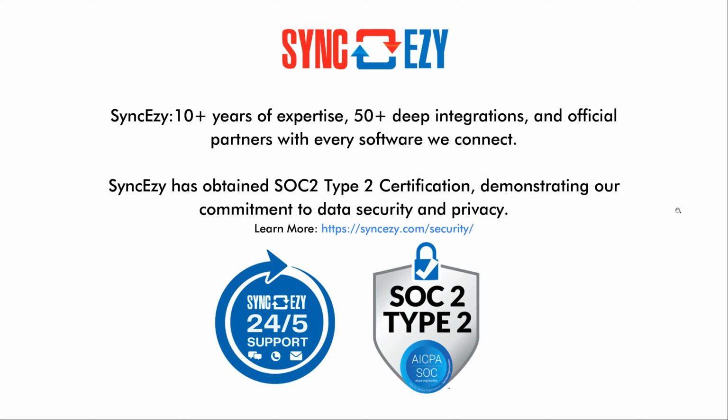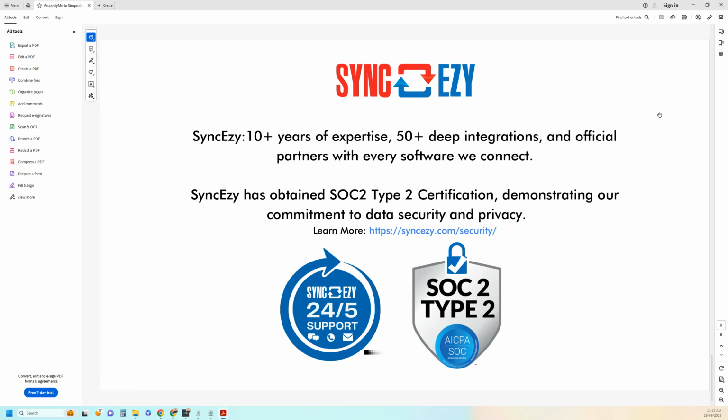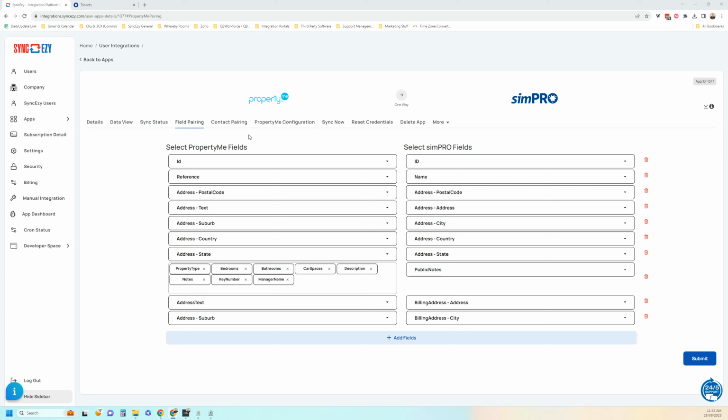I'll now show you an example of property data syncing over to your SimPro account. So in our field pairing in the integration, we have all of the standard field pairing there ready to go for you. Address details. With SimPro, we have the property type. We can add bedrooms, bathrooms, car spaces, key number, notes, manager name, etc. all synced over to the public notes, which I'll show you in SimPro in a moment.